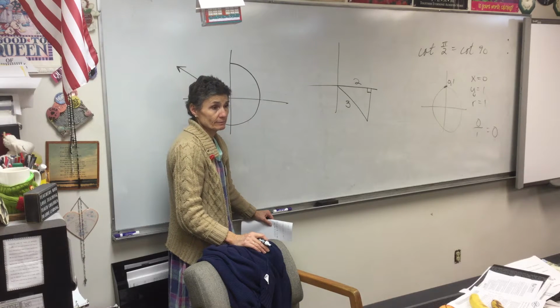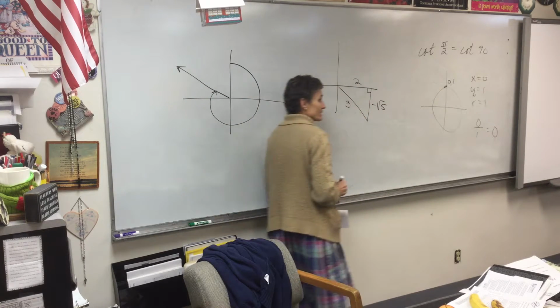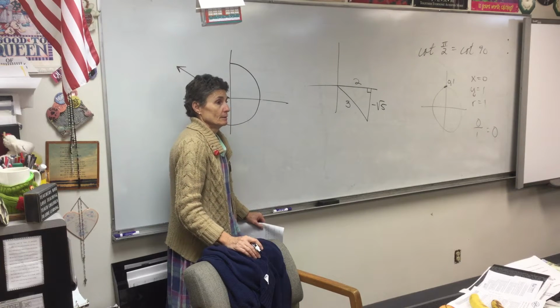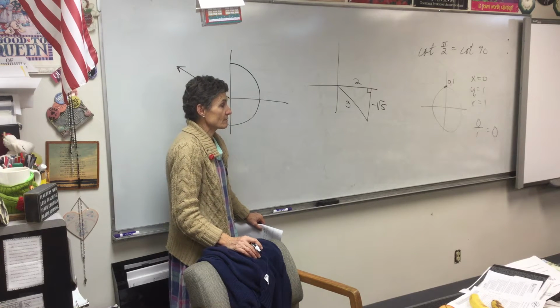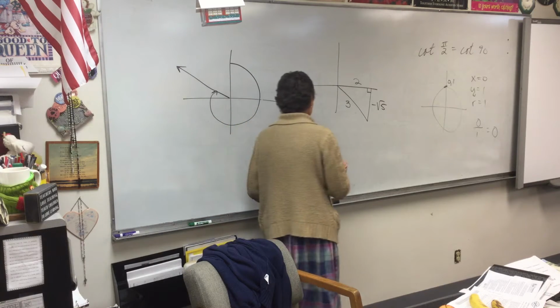Square root of 5. Square root of 5. And actually it's negative. Would you agree with that it's negative? 9 minus 4 is 5. Square root of 5. And then your job is to find all the functions.